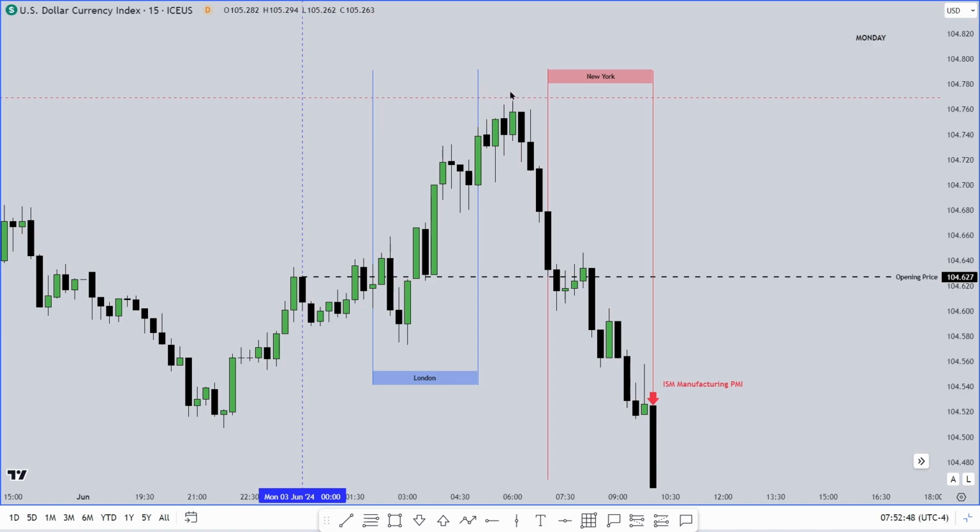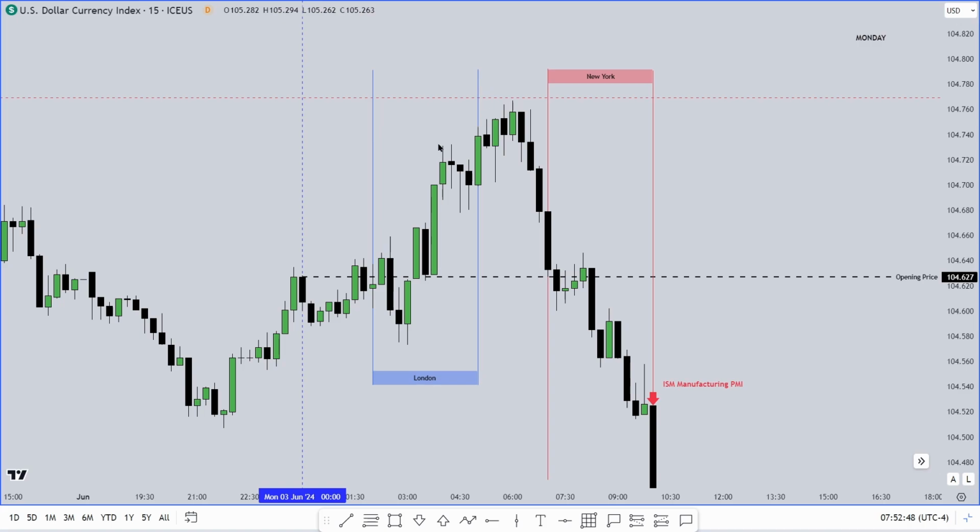with the SMT divergence. Now, this swing low hasn't been swept yet. We're still inside of the range from this low to this high. The manipulation occurred earlier on in the day, running the equal highs to the left over here. We then had our change in state of delivery, and price ran lower prior to the ISM manufacturing PMI. So we're already in close proximity to this swing low down here.